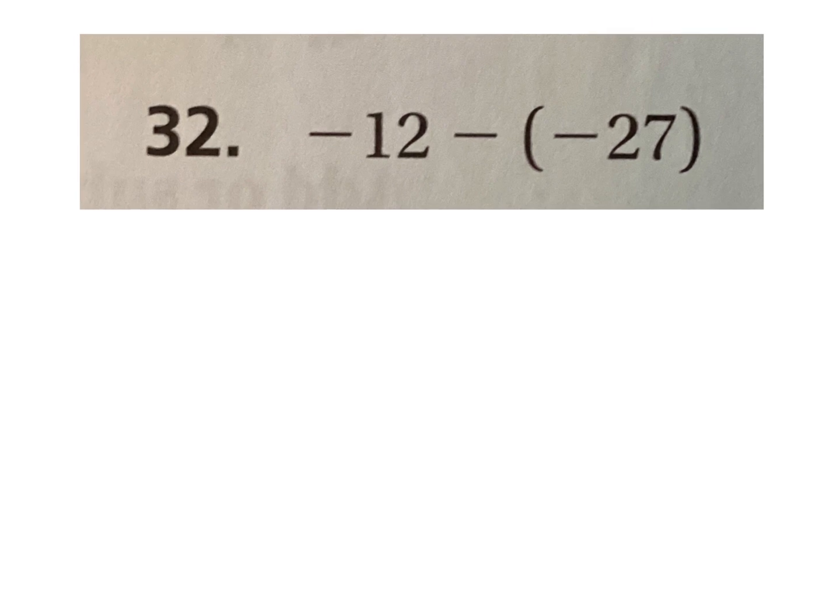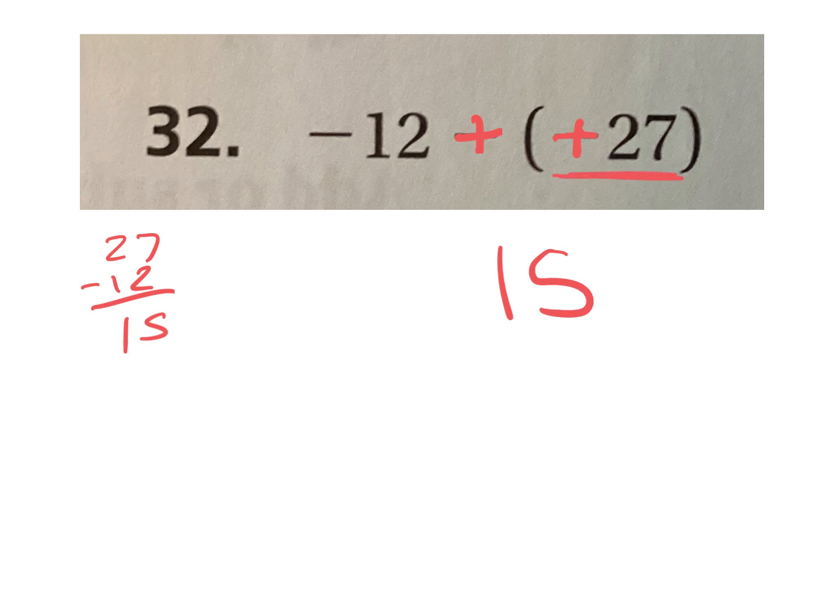Negative 12 minus negative 27, I want to add the opposite. So I have a negative 12 plus a 27. Okay, they're opposites, so I find the difference of them. So 27 minus 12 is 15. And then I know that this is the biggest absolute value, so it's a positive 15.